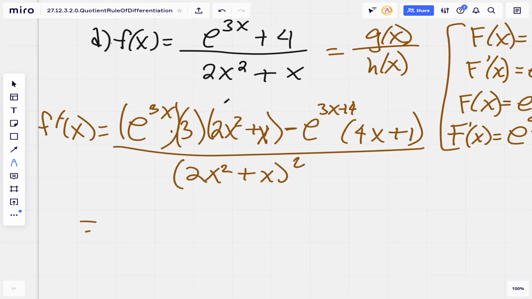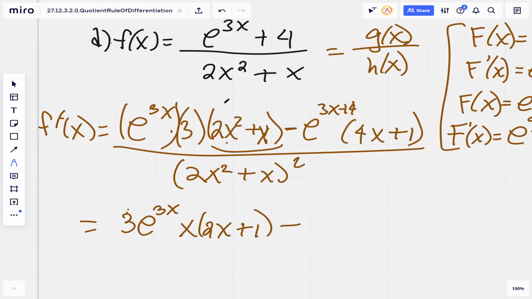All right, so let's clean it up a little bit. What can we do here? Well, we can actually factor out e to the power 3x. So let's do this. 3e to the power 3x times 2. Okay. So I brought the 3 out to the front. We have e to the power 3x. We have a factor of x in this term. So let's take that. And then we're left with 2x plus 1 minus.